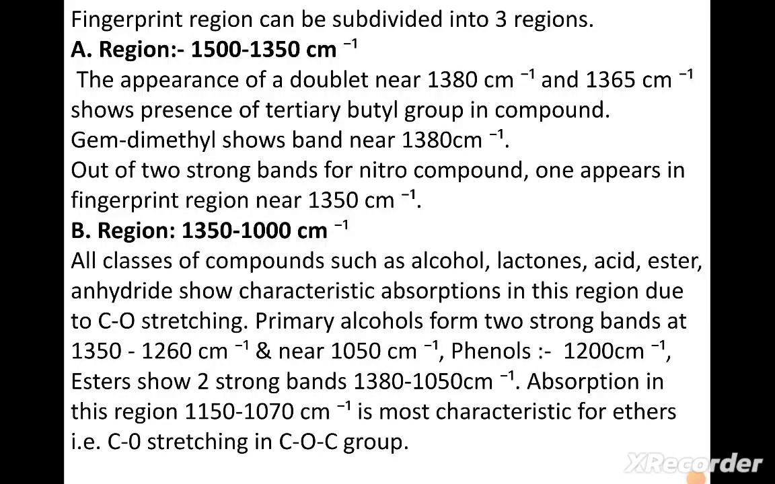Second region is 1350 to 1000 centimeter inverse. All classes of compounds such as alcohols, lactones, acids, esters and anhydrides show characteristic absorptions in this region due to CO stretching. Primary alcohols form strong bands at 1350 and 1260 centimeter inverse and near 1050 centimeter inverse. Phenols show absorption at 1200 centimeter inverse. Esters show two strong bands at 1380 to 1050 centimeter inverse.